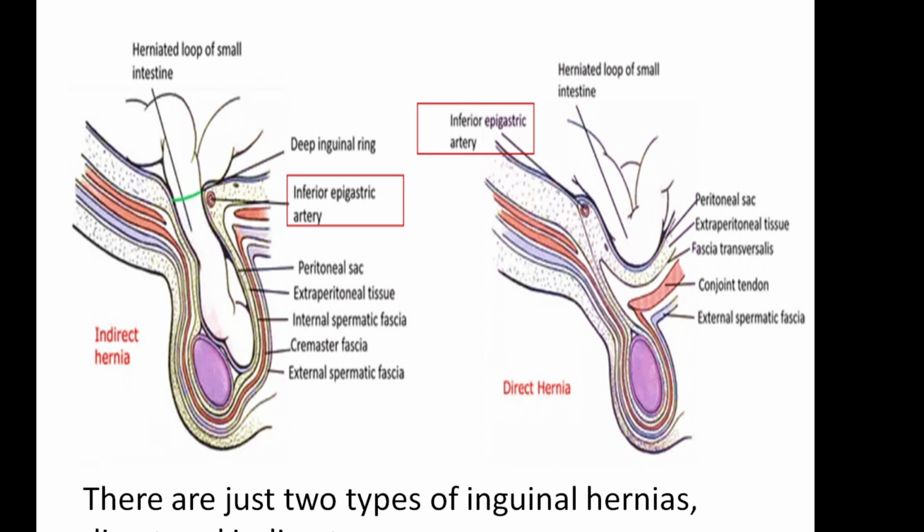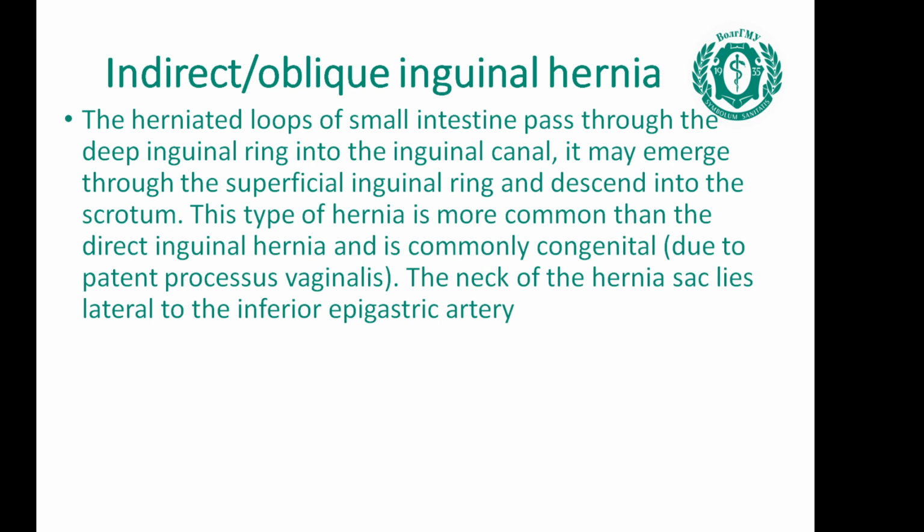There are just two types of inguinal hernias, direct and indirect. Indirect oblique inguinal hernia: the herniated loops of small intestine pass through the deep inguinal ring into the inguinal canal. It may emerge through the superficial inguinal ring and descend into the scrotum. This type of hernia is more common than the direct inguinal hernia and is commonly congenital due to a patent processus vaginalis. The neck of the hernia sac lies lateral to the inferior epigastric artery.